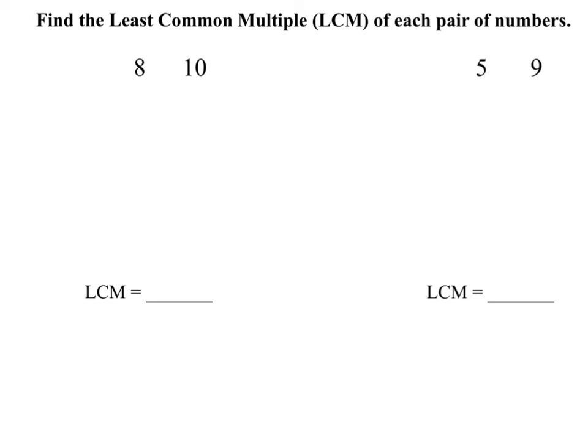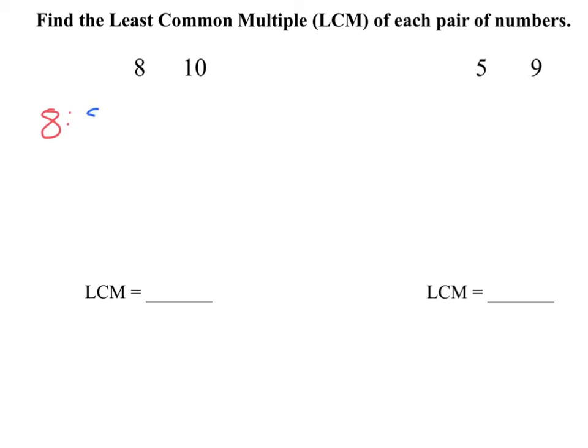This video is on finding multiples and the least common multiple of numbers. So to begin with, what are multiples? Well, multiples are bigger versions of your number. Think of taking your number, in this case 8, and multiplying it times other numbers. So think of 8 times 1, 8 times 2, 8 times 3.